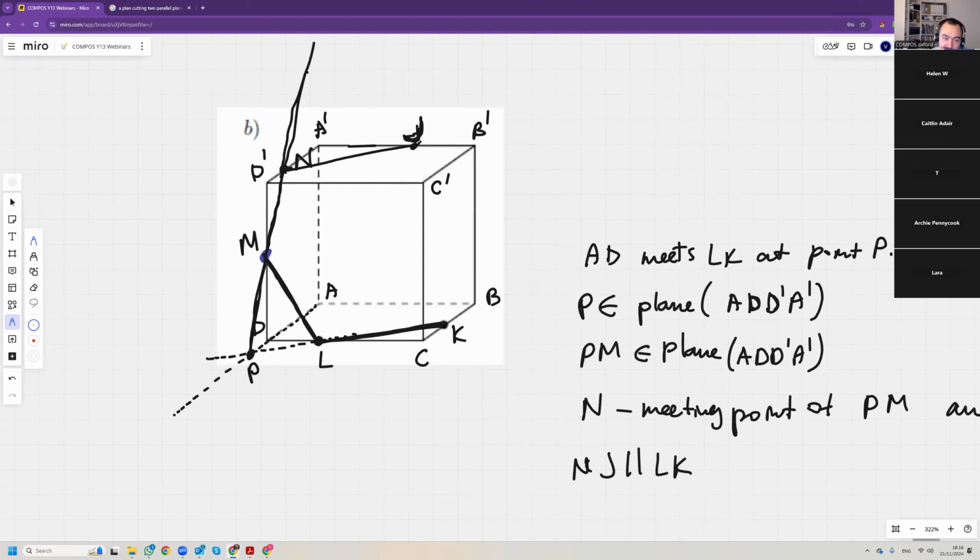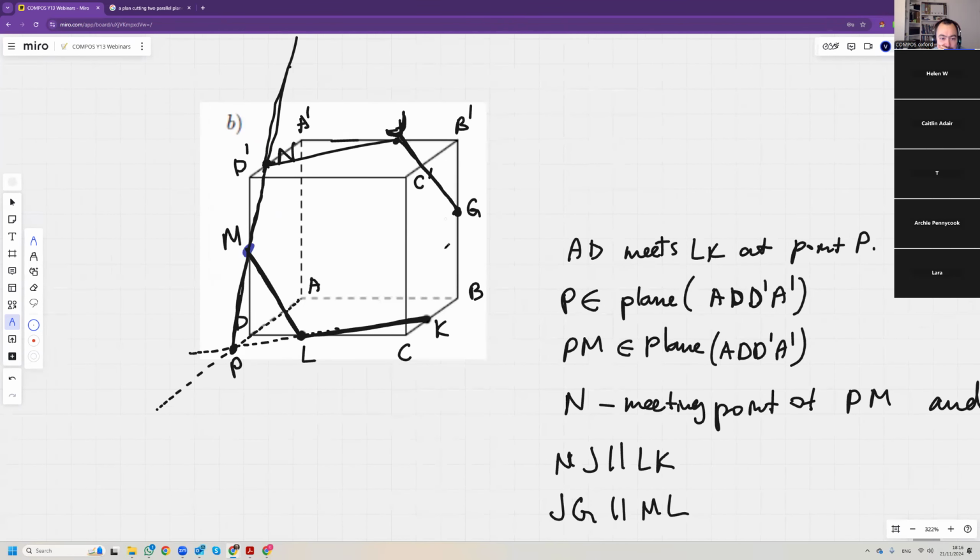So JG is parallel to ML. And finally, K and G are in the same plane, so that's your cross section. So a hexagon. Okay, harder than I expected, but yeah, doable. So basically you just extend the lines and you employ your 3D thinking.